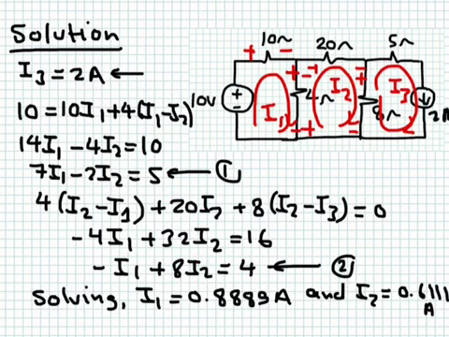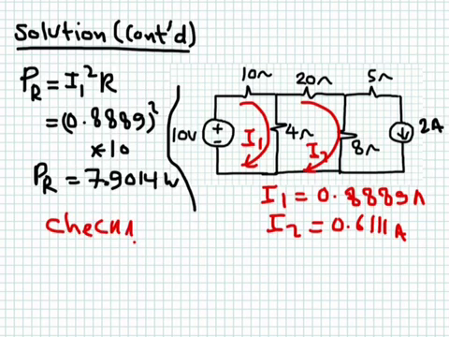I did verify it by doing KVL around this loop here, which is a loop I have not used in my solution. Or I could use KCL at this node. Whatever approach you want to use, there are a number of ways to check that your answer is correct.